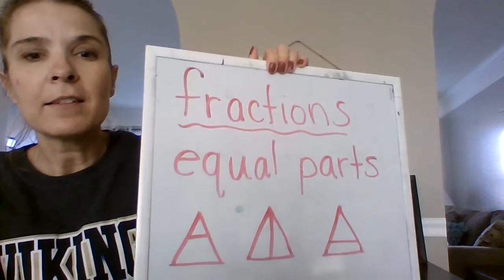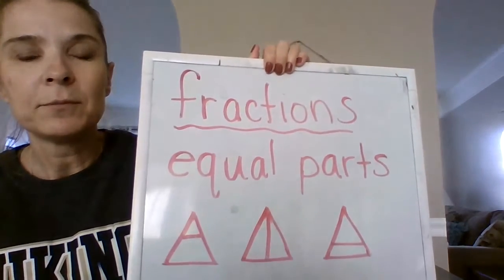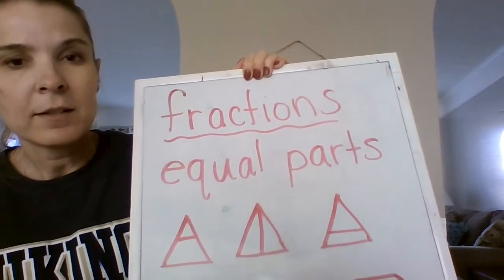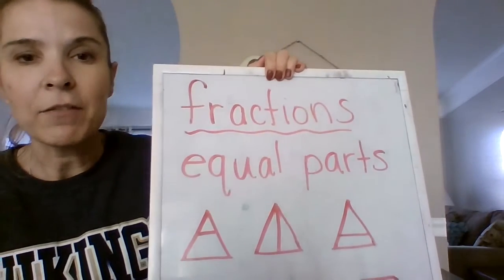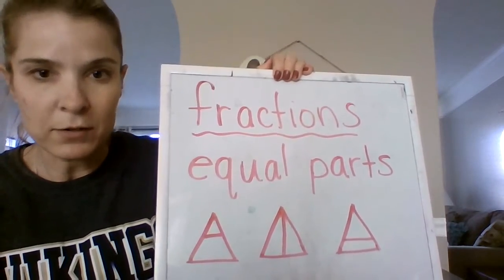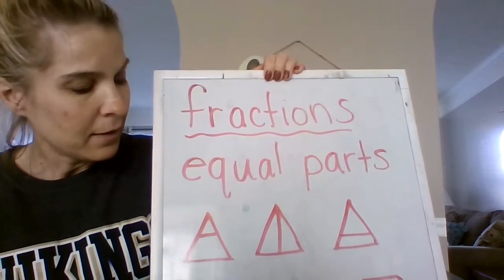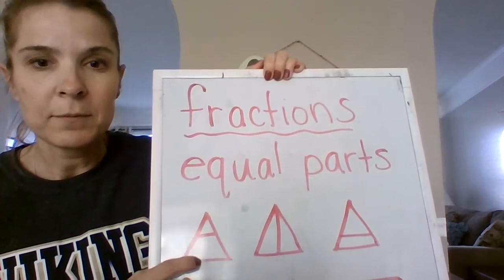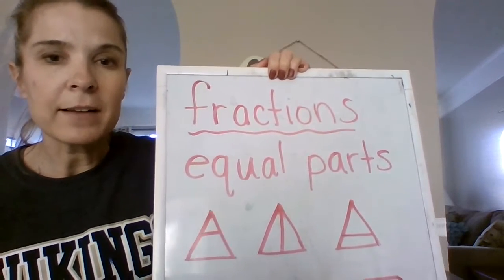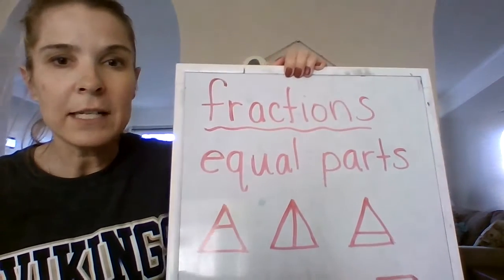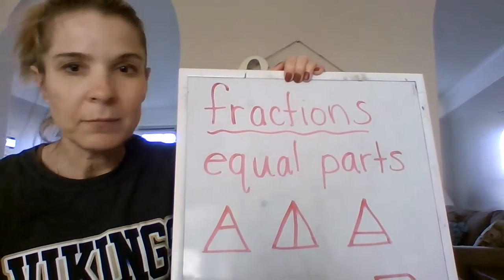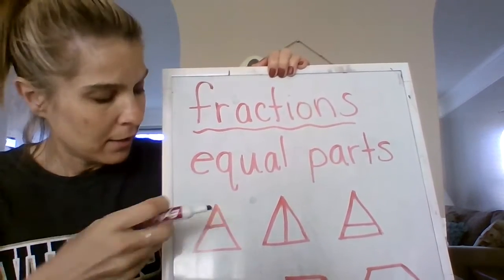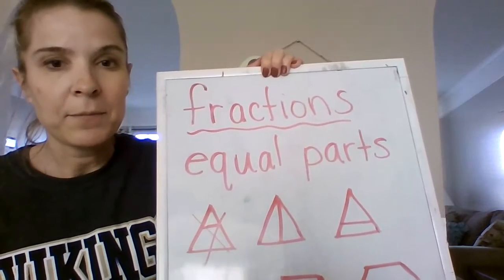So if we look at this shape, it is a triangle, okay? And I did 3 triangles and I cut them in half. So half means 2 equal parts, okay? That is what a half is. So here's 1 part and here's 2 parts. Okay, there are 2 parts, yes, but are those 2 parts equal? Are they the same? No, okay? So I'm gonna cross that out. That is not a half, okay?